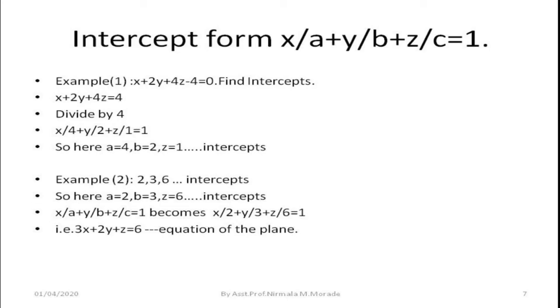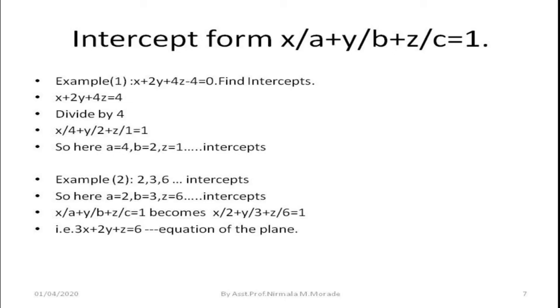Okay, next we see some examples on intercept form. Suppose we are given the equation of a plane and we want to find the intercepts made by the plane with the coordinate axes. For that, see one example. Here x plus 2y plus 4z minus 4 equals 0. First we write this equation in intercept form. For that we shift the constant term to the right hand side, so the equation becomes x plus 2y plus 4z equals 4, and then divide by 4. So we get x upon 4 plus y upon 2 plus z upon 1 equals 1. So here the intercepts are 4, 2, 1.